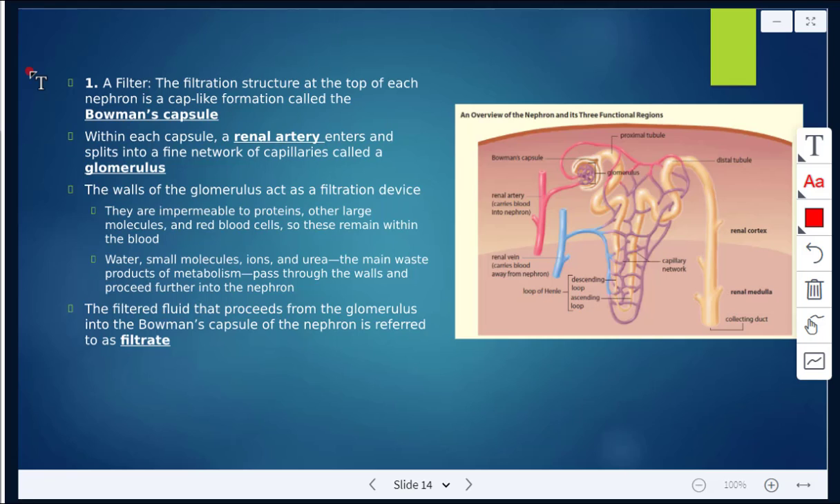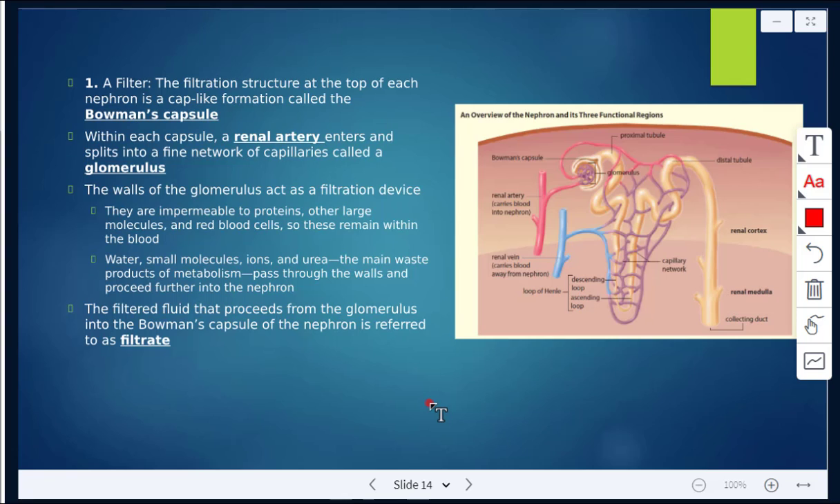All right, so let's take a look at the filter part of the nephron. So this structure, the filtration structure at the top of each nephron, it's a cap-like formation. It's called the Bowman's capsule. It's right here. This capsule-like structure kind of makes a C shape. That's the Bowman's capsule. And within each capsule, we can see there's a renal artery that enters, and it splits into a fine network of capillaries here. And that's called the glomerulus. So inside this cap-like structure, there's all these capillaries. That's called the glomerulus. And this structure outside, that's the Bowman's capsule.